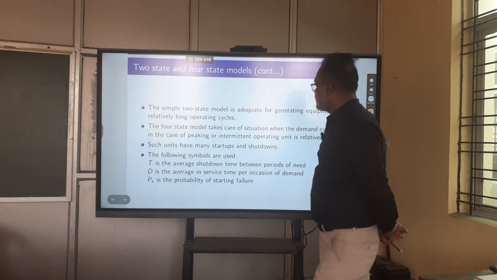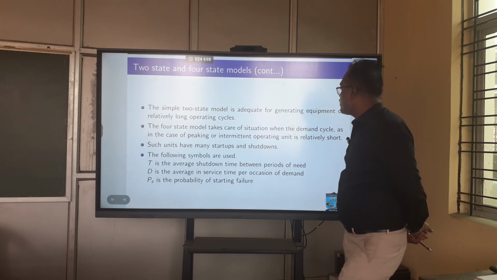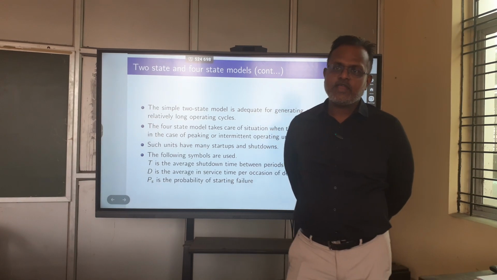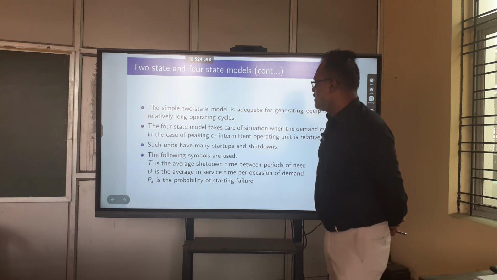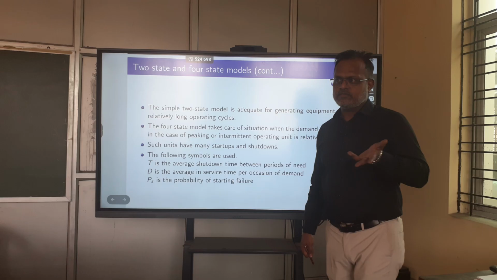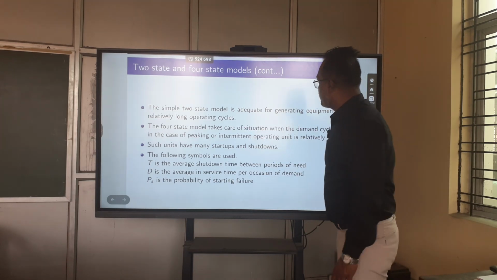The four-state model takes care of the situation when the demand cycle, as in the case of a peaking or intermediate operating unit, is relatively short, just like hydro units or gas units, where it is used only for peak load. Such units have many startups and shutdowns, hydro units, gas turbines. The following terms are used. This you need to mention.